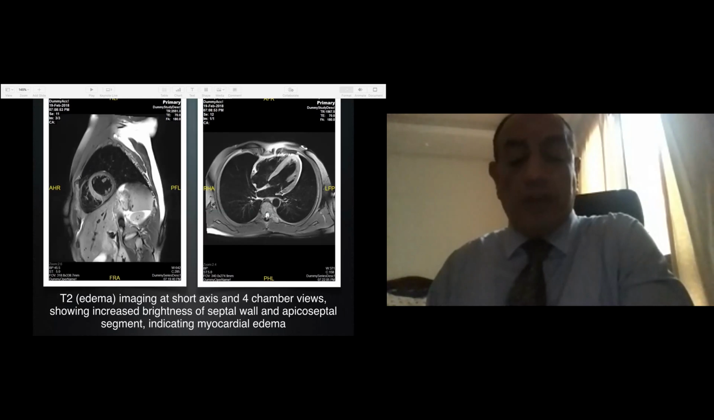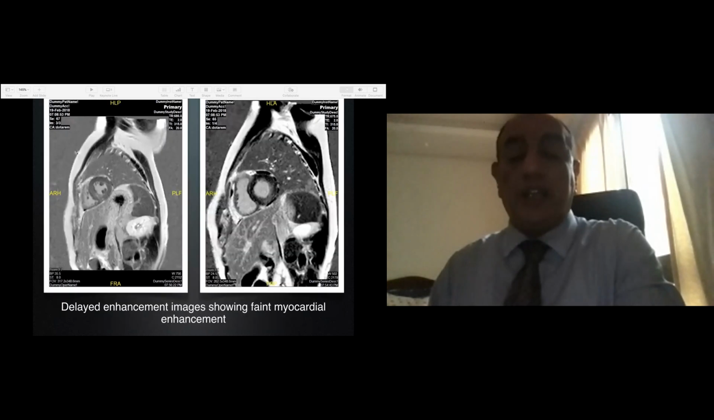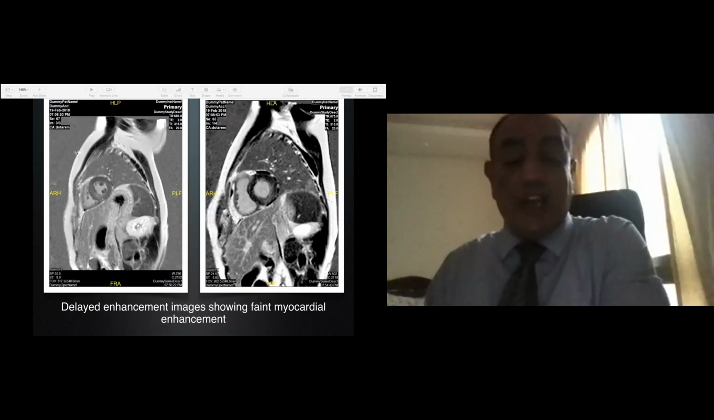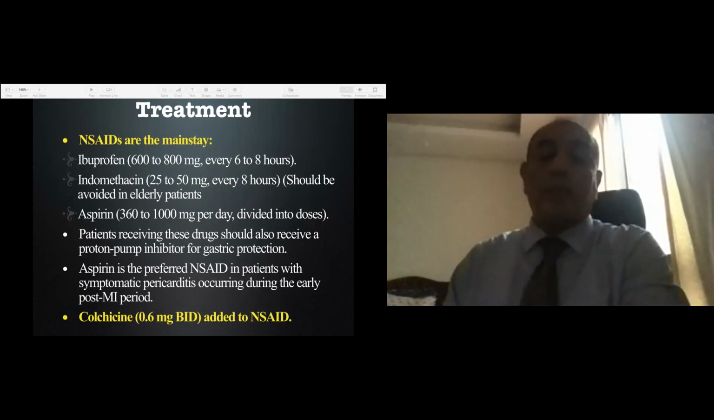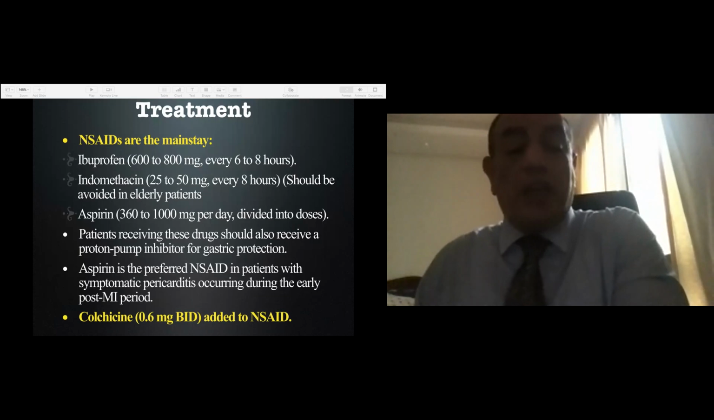T2 edema image by cardiac MRI in four-chamber view showing increased brightness of the septal wall and the episeptal segment, indicating myocardial edema, which is secondary to pericarditis. Delayed enhancement image of cardiac MRI showed faint myocardial enhancements consistent with acute perimyocarditis. Again, classic non-steroidal anti-inflammatory drug, ibuprofen, colchicine, and BBI.